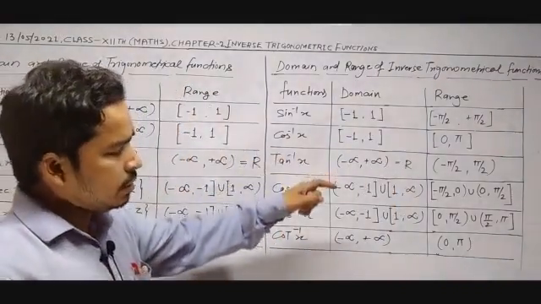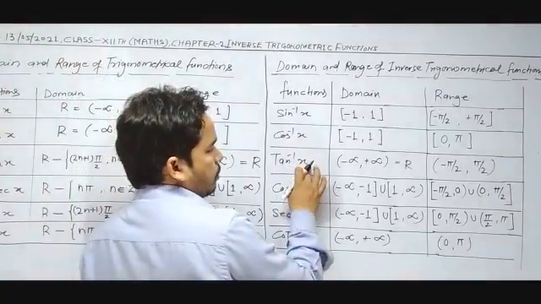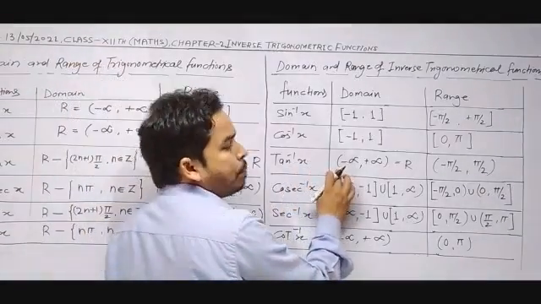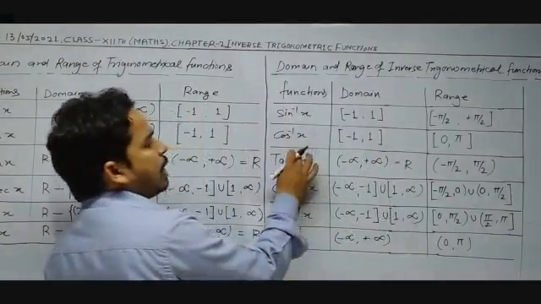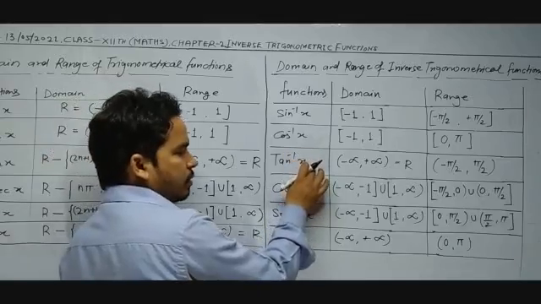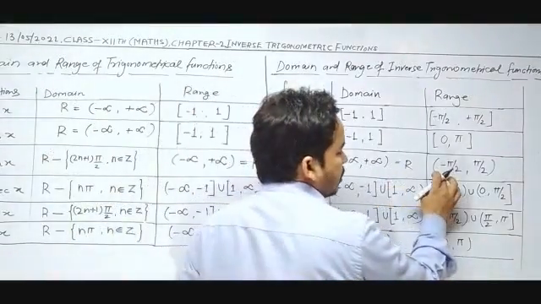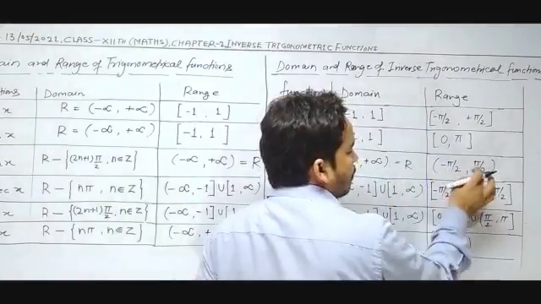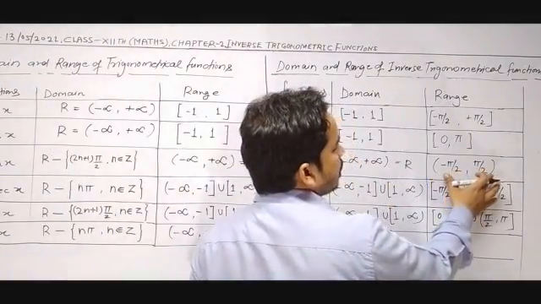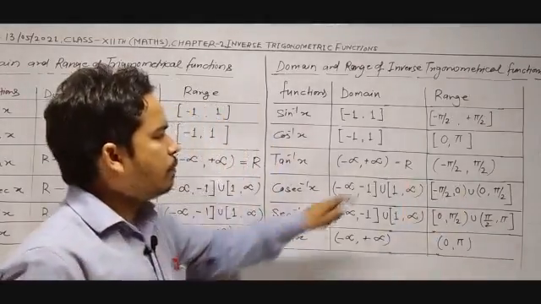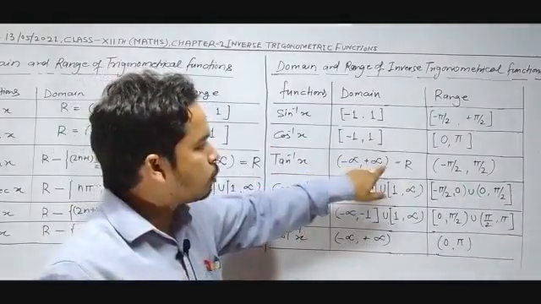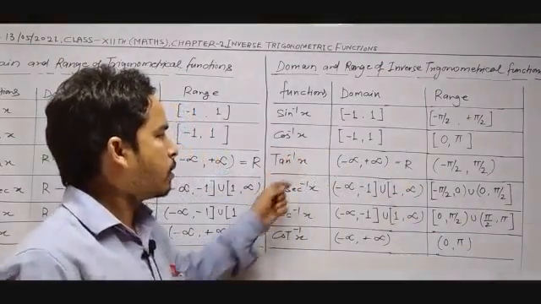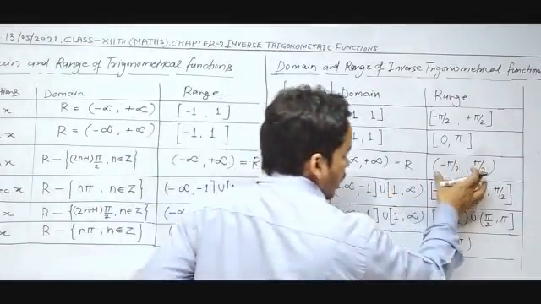And what is the range? The range means when you put values from minus infinity to plus infinity in place of x, you will get a result between minus π/2 and plus π/2. So these are the possible outcomes when you put values from minus infinity to plus infinity in place of x. So this is the range.